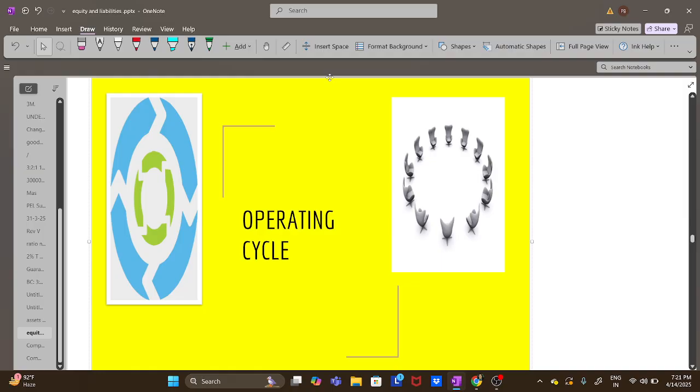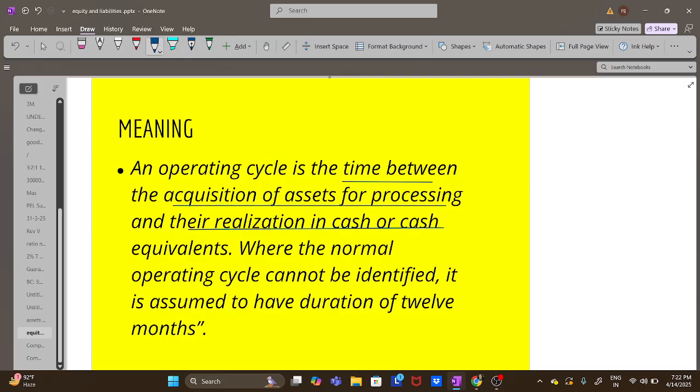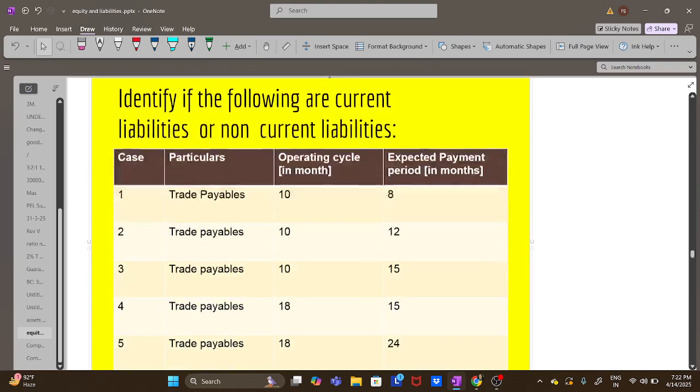Now let's understand this operating cycle. Operating cycle is a time between acquisition of assets for processing and their realization into cash. The process, when you have cash, you buy raw material, you make it as finished goods, it is sold on credit, then they convert it into cash. This whole cycle which is there is called operating cycle. If nothing given, we presume it to be 12 months.